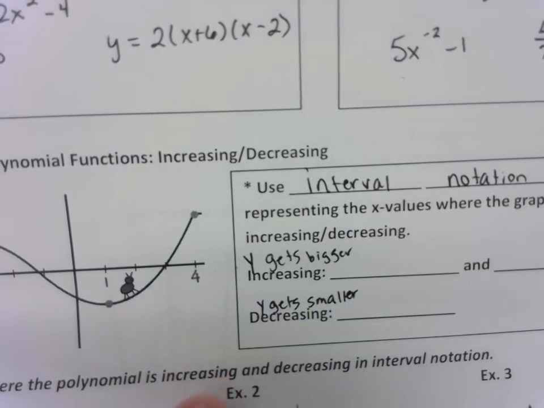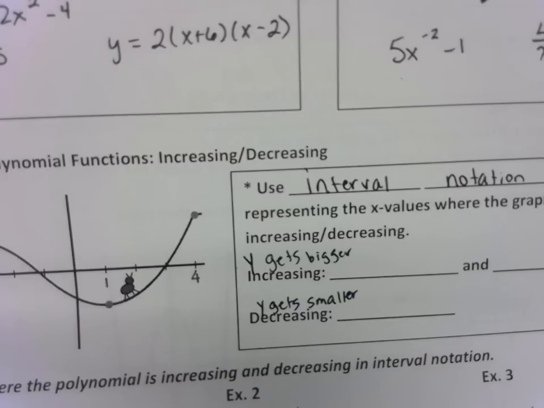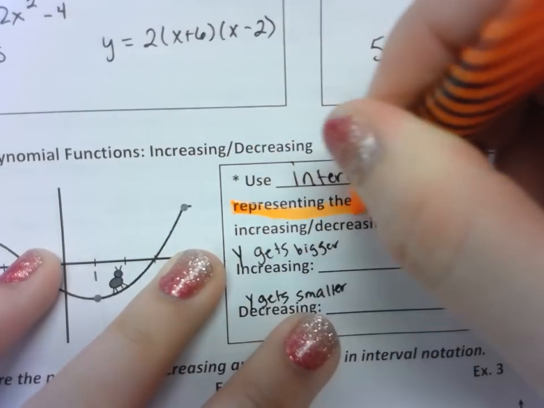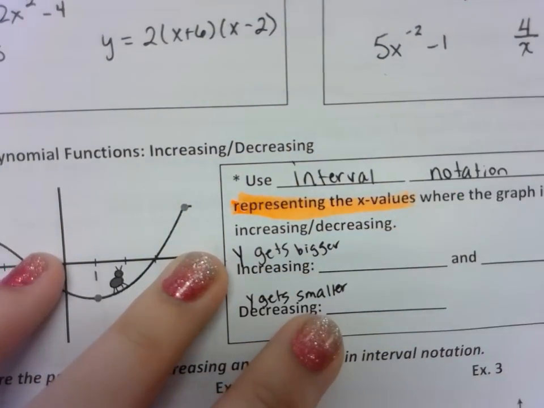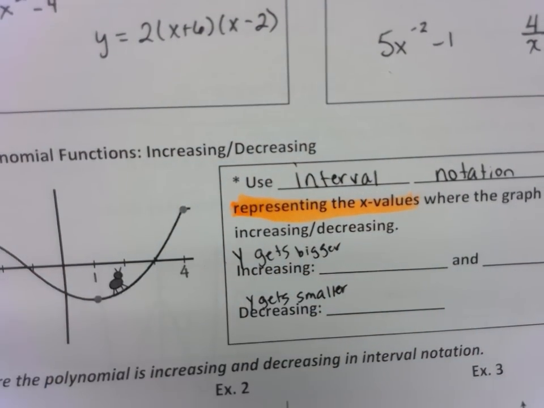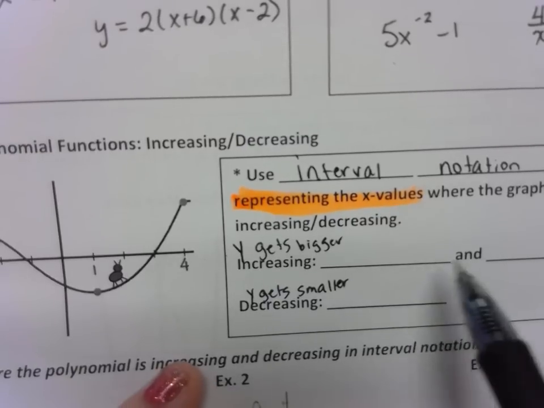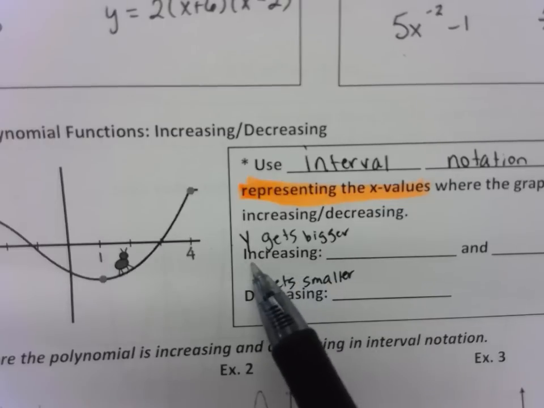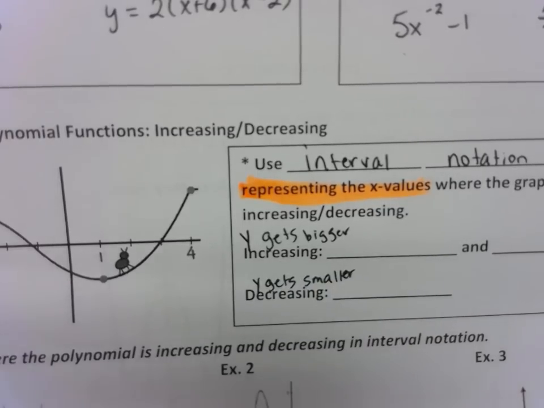But I want to draw some attention to the wording here. Notice that this says representing the x values. So we did this a little bit at the beginning of the year, and that's where you guys had the most trouble. Your answers to increasing and decreasing will always be the x interval. So the question that I'm asking when I say increasing is, for which x values is my y increasing?